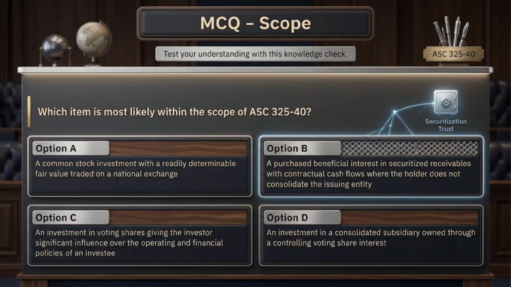Now choose your answer. Which item is most likely within the scope of ASC 325-40? Option A is common stock with a readily determinable fair value. Option B is a purchased beneficial interest in securitized receivables with contractual cash flows where the holder does not consolidate the issuing entity. Option C is an investment giving significant influence. Option D is a consolidated subsidiary. Focus on the economic substance and the scope checklist, then lock your answer.